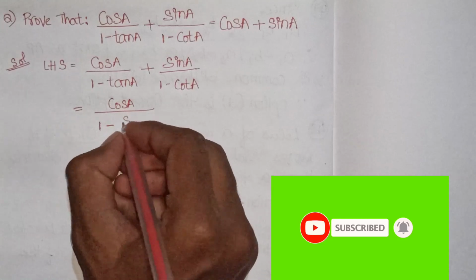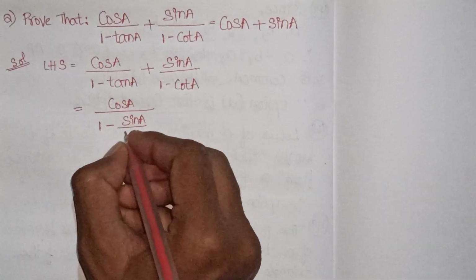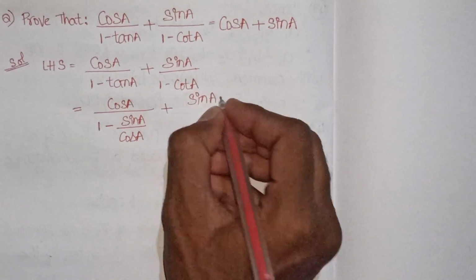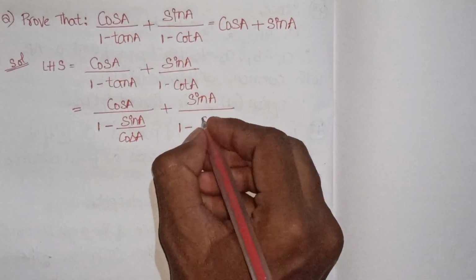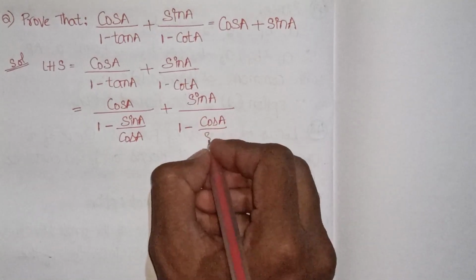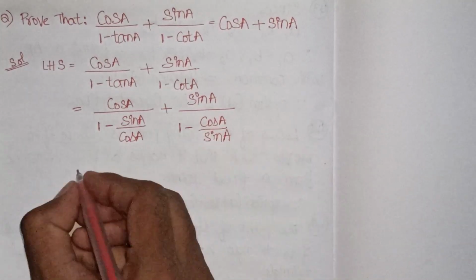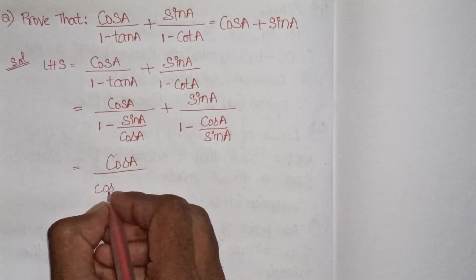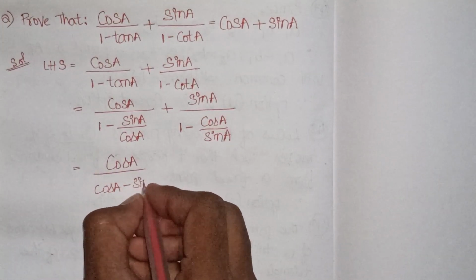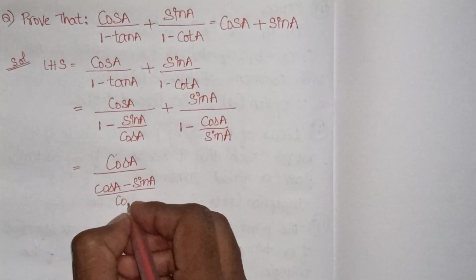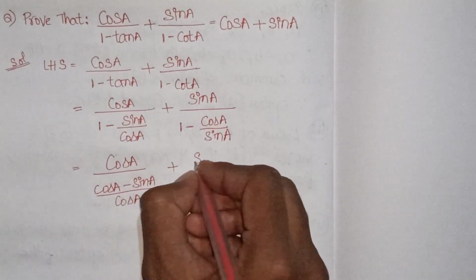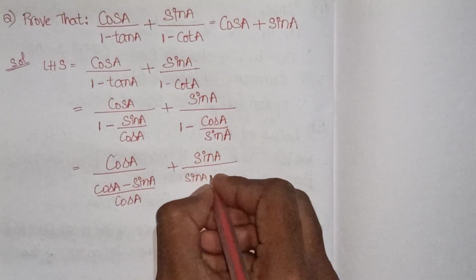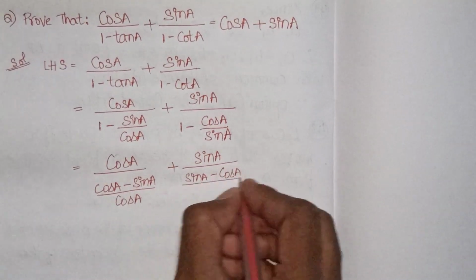Now let's change tan and cot into sin and cos, that is cos A by 1 minus tan A, which can be written as sin A by cos A, plus sin A is kept as it is, and 1 minus cot A can be written as cos A by sin A. Now let us take LCM in the denominator. Cos A by cos A minus sin A whole divided by cos A, plus sin A by sin A minus cos A whole divided by sin A.